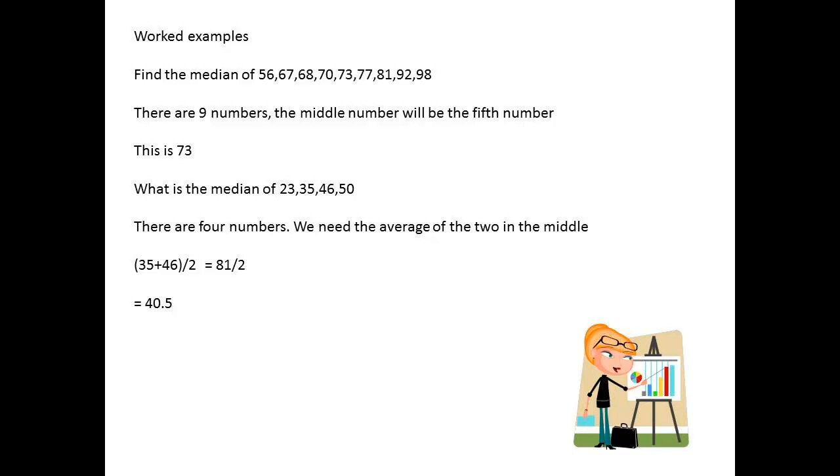This has an even set of numbers, so we need to average the 2 in the middle. 35 plus 46, then divide by 2, gives 81 divided by 2. The answer is 40.5.